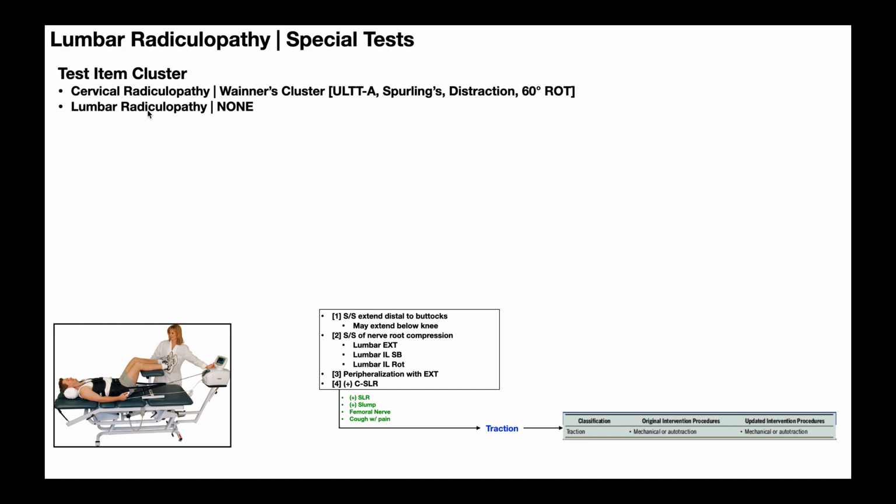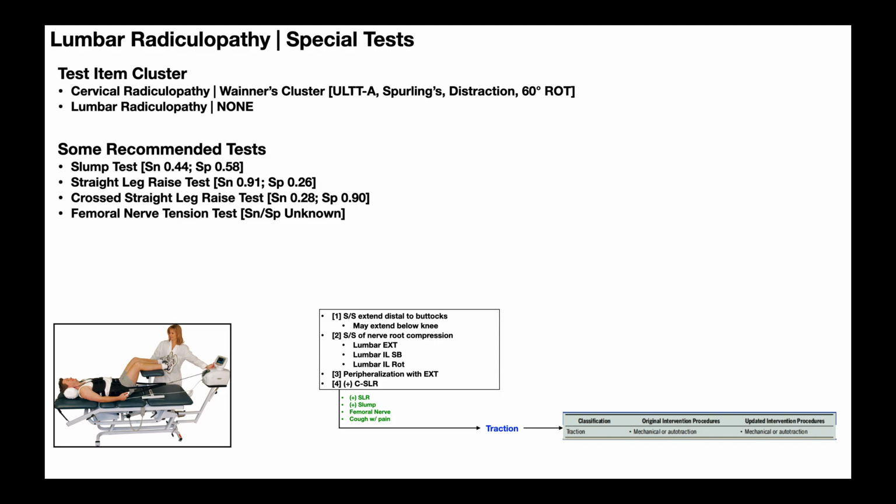For the lumbar radiculopathy, there isn't any. And it's not to say that eventually they won't come up with one, but currently there is no test item cluster. Instead, we have specific special tests that are used. And here's some of the recommended tests that we're about to discuss. So we'll start with the slump test, and then you have the straight leg raise test, and then the related crossed straight leg raise test, and then the femoral nerve tension test.